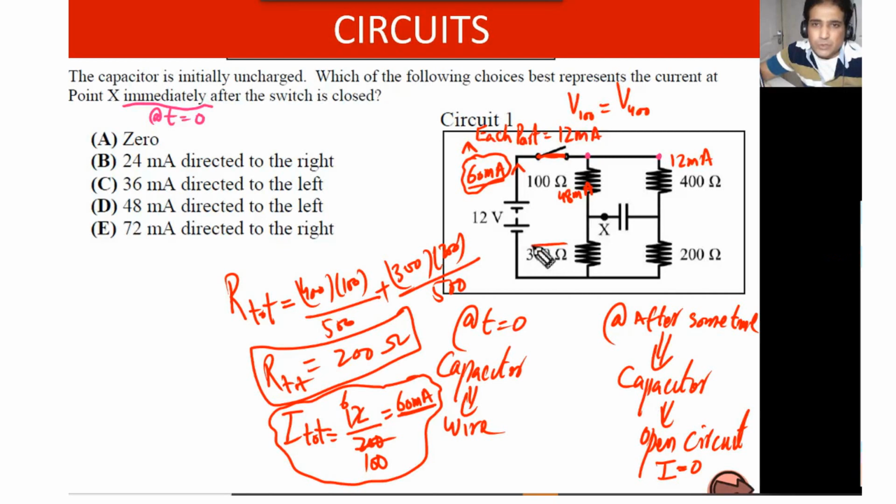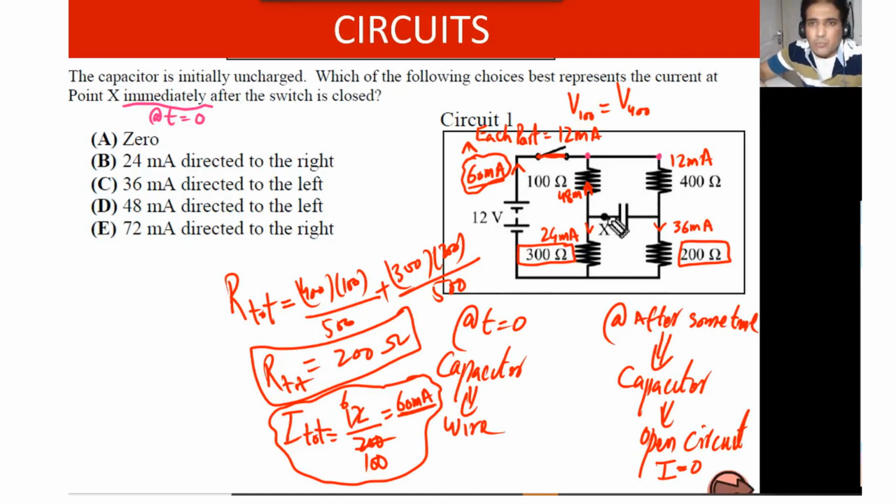Now this one you see is 300 and this one is 200. Here again we can divide into 5 parts. So how much current has to pass in this branch? This has to be about 36 milliamps, and this one has to be 24. You can do it. If you are not clear, just ask me. So this is how you will get it.